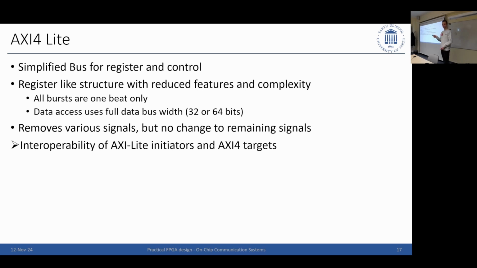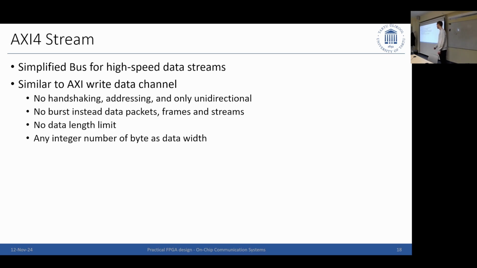Yes, so quite simple. That's actually what I started with, because it's much easier to understand because it's compressed, and you have to do less coding yourself if you get started. AXI Stream is for high-speed data streams. And guess what? It's the point-to-point version of AXI. So you do not need any addresses, no handshaking. It's also only unidirectional. You have no bursts. Instead of bursts, you have data packets and frames in streams.